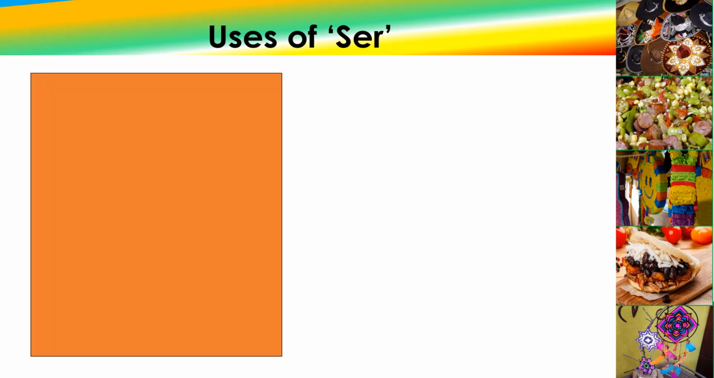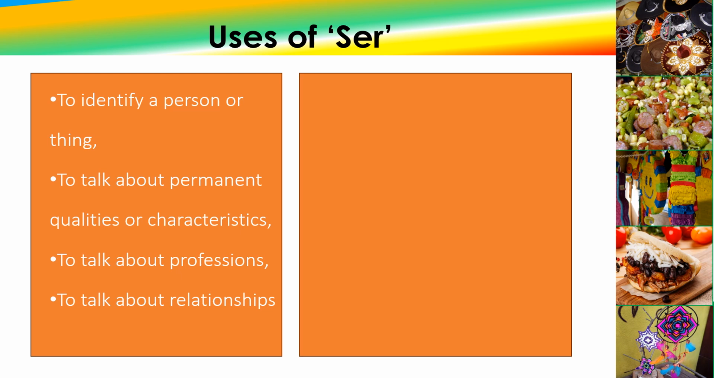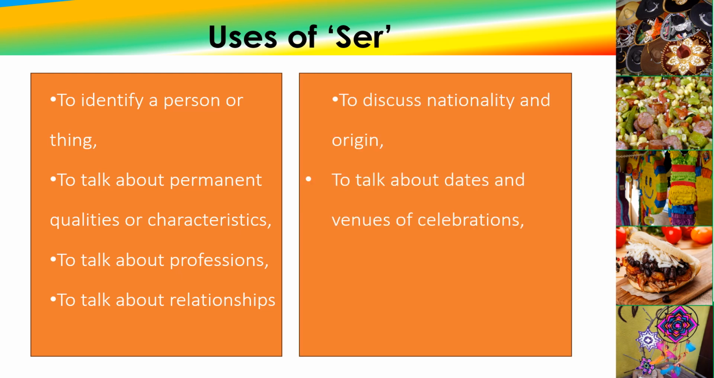This verb is ser. Uses of ser. We use ser when we want to identify a person or thing, talk about permanent qualities or characteristics, talk about professions, relationships, discuss nationality and origin, talk about dates and venues of celebrations, discuss time, and talk about possession.